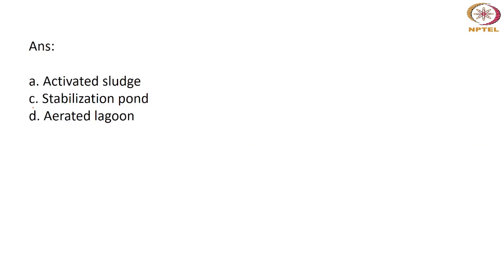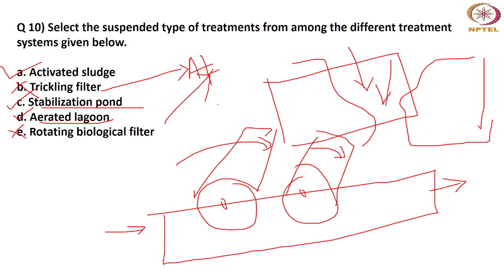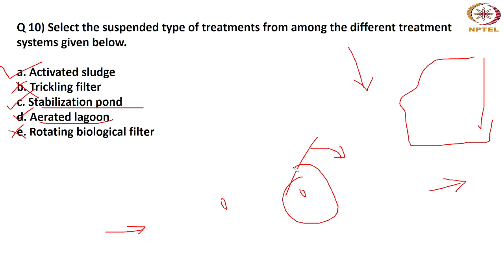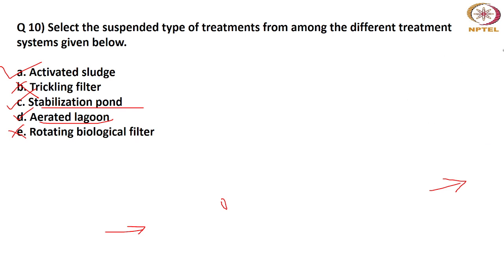So what is the modified word for trickling filter? I'm not saying this one is attached. You know what an attached growth system is, right? Attached growth system. Yes, the trickling filter is an attached growth system, meaning there is some biomass media, like MBBR media. No, no, I am not talking about this MBBR media. I'm talking about a different thing. Do you know what a trickling filter is?